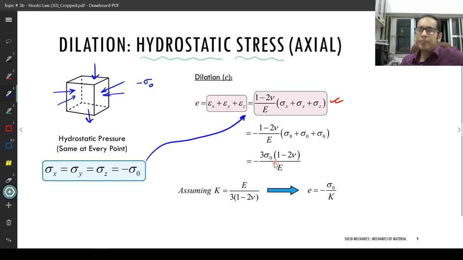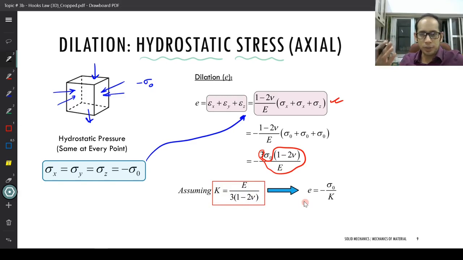Does this look a little bit familiar from what you had learned in your +2 syllabus? Maybe it does. I can take this entire expression and separate this one out, that this 3 times 1 minus 2 nu divided by E that you get, if you take the reciprocal of that one over here, which is this particular formulation that you're looking at, right? Remember what this is called, the K, it is the bulk modulus, right? So this is related to the change in volume.